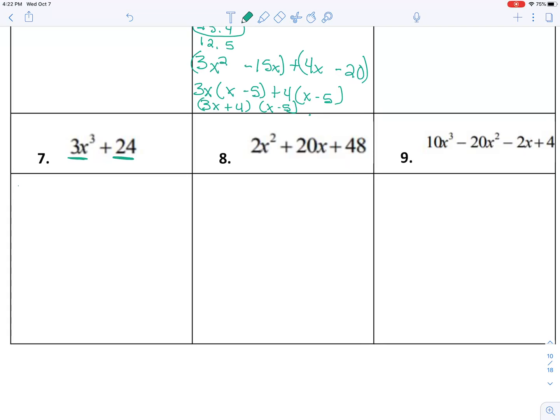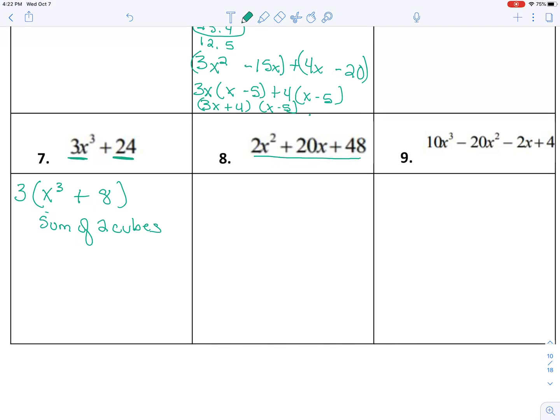So this first one, what's the first question we ask? Is there a GCF? So I'm going to pull out the GCF, which is 3, so that gives me x cubed plus 8. Now technically I can factor this again because this is the sum of 2 cubes. But since we haven't learned that yet, I'm going to leave it alone for now.